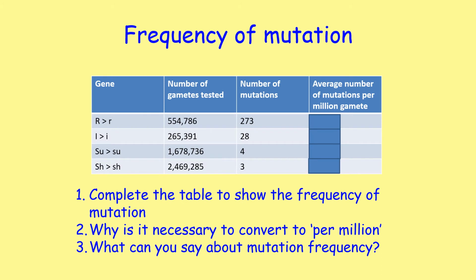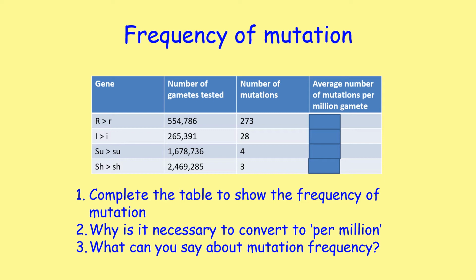So we have a data table here. And in the first column, you can see we've got 4 genes that have been mutated. So remember, we represent the genes by letters. The capital letter means that it's the dominant form, the lowercase letter identifies that it's the recessive or mutated form. So we've got 4 mutations here: big R being mutated to little r, big I being mutated to little i, big SU being mutated to little su, and then big SH being mutated to little sh. In the second column, you can see how many gametes were tested to see if they had that mutation present. In the third column, you can see of those gametes tested, how many had that particular mutation.